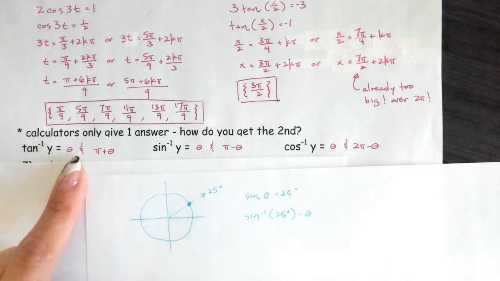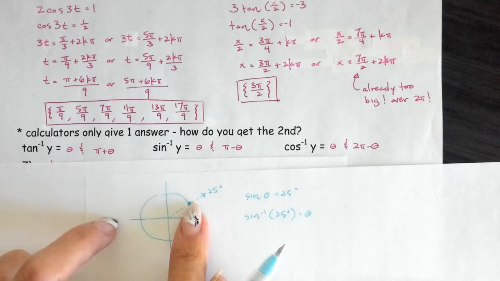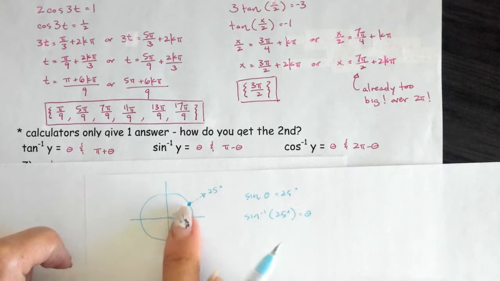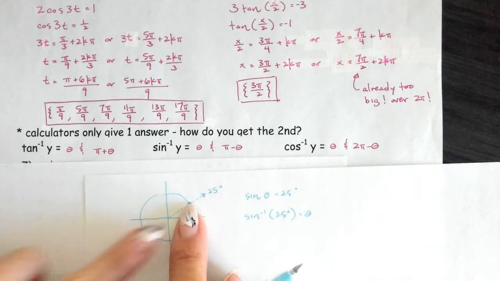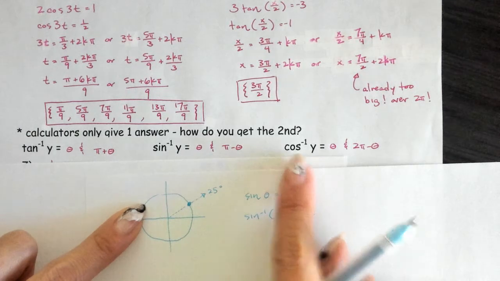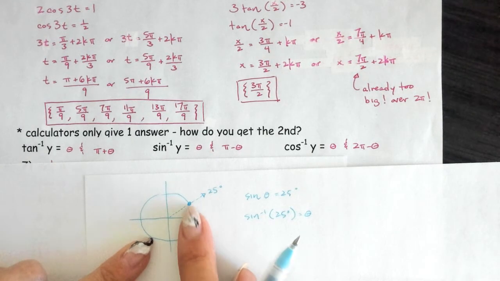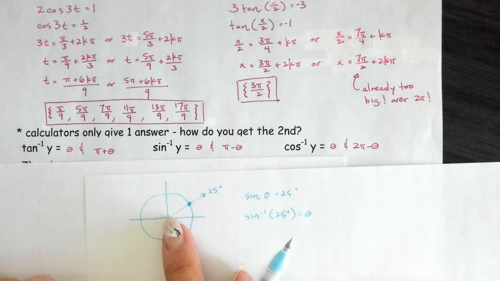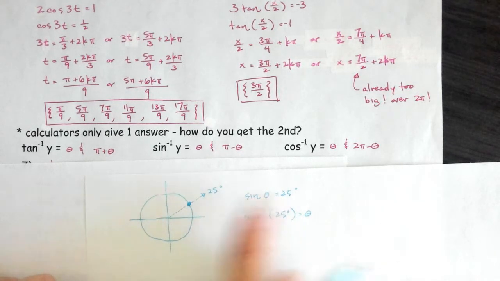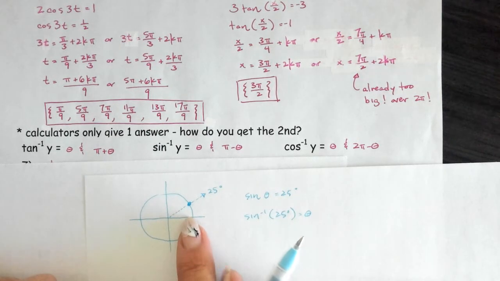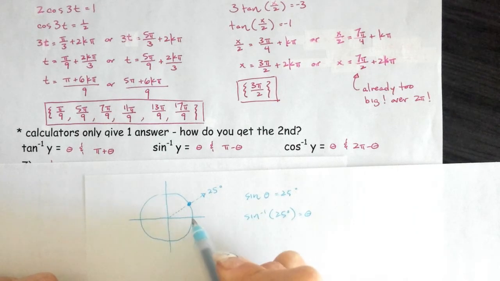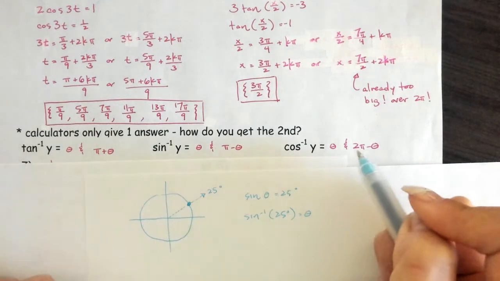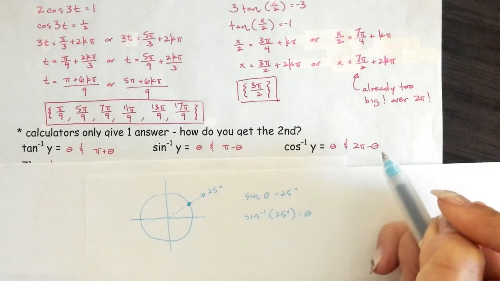How come they're all different? Because sine of 25 is this angle, so sine theta equals this angle right here and right here. Well, what about cosine? So cosine is here, and if cosine theta equals 25, the cosine value, positive x value, would be here. So how would I get this? Well, I would do 360 minus 25. That's why it's 2 pi minus theta.